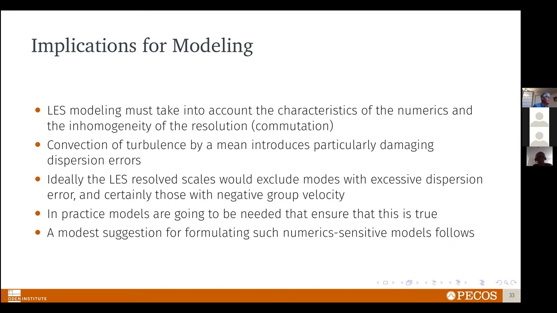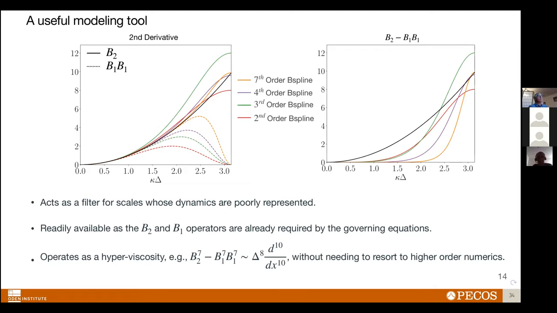I have a modest suggestion for that here. It has to do with an operator that we can construct from the numerical derivative operators and use essentially as a damping or filtering operator. That is the second derivative operator minus the first derivative operator applied twice. The second derivative operators, again from these formulations, might have eigenvalues that look like this, whereas applying the first derivative twice looks like this. So in these curves, when you take the difference of them, by the way, the exact second derivative is the black line.